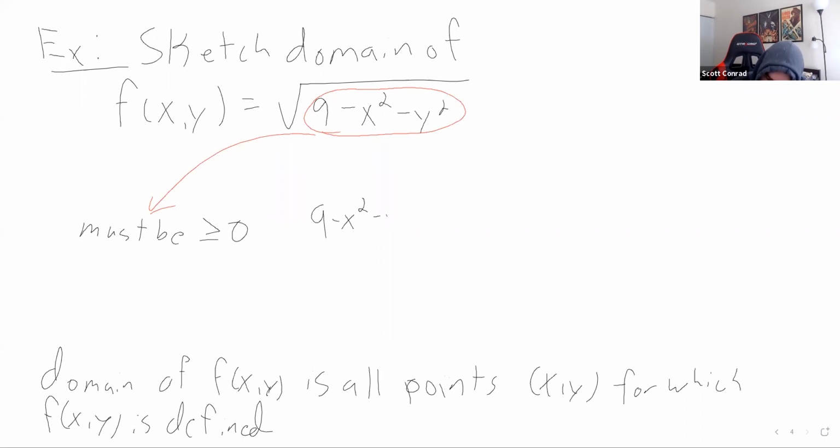So we need to look at the set of points x, y for which 9 minus x squared minus y squared is greater than or equal to zero. Well, we can rearrange this in a way that makes it more obvious what this is. We can just bring the x squared and y squared over. When we add x squared and y squared to both sides, we get x squared plus y squared less than or equal to 9.